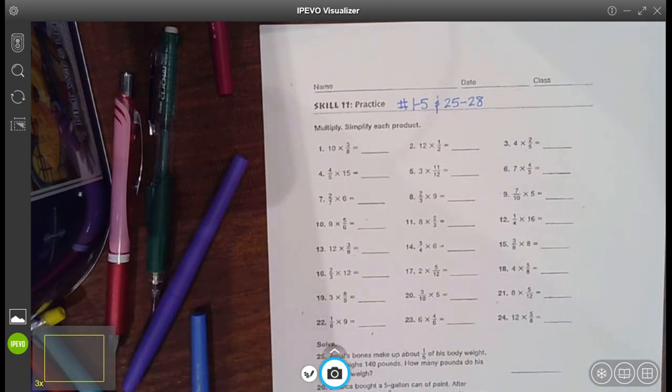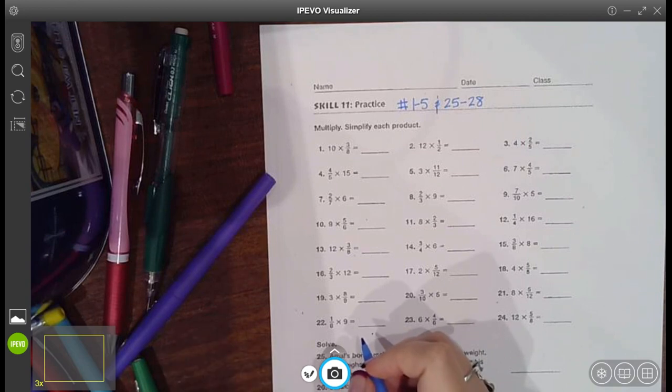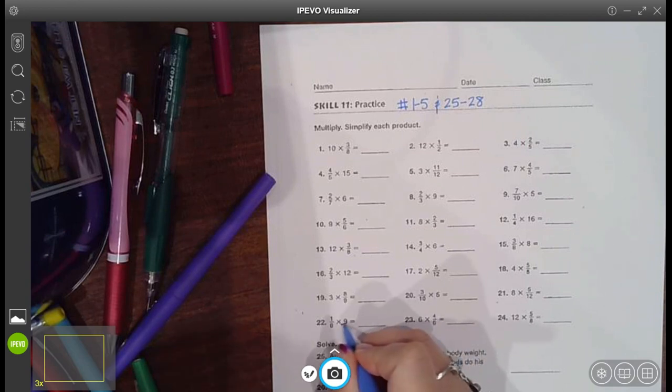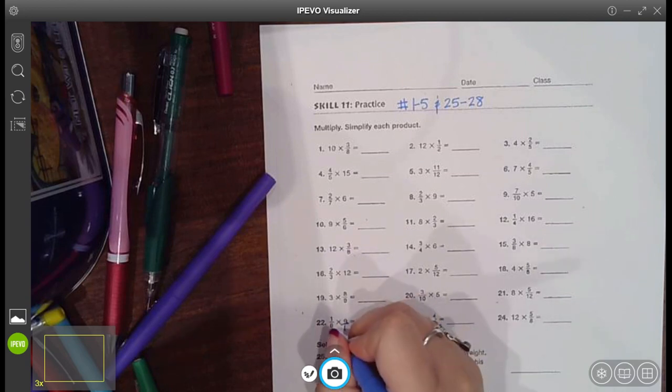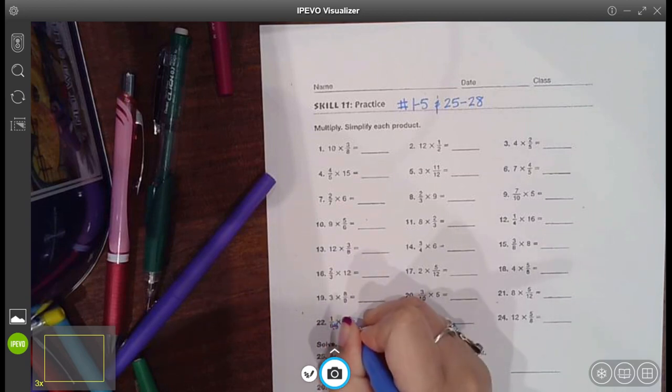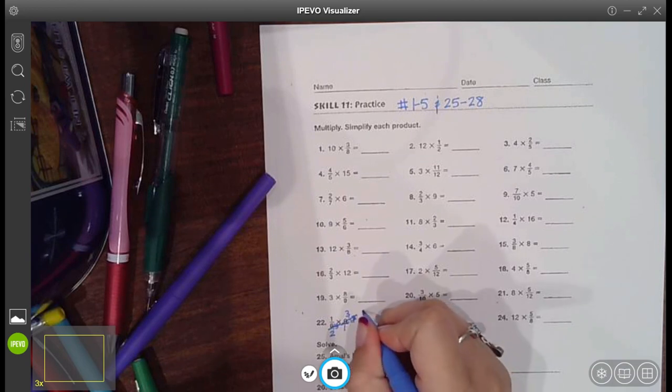Now for these ones, okay, remember you're only doing 1 through 5 and 25 through 28. I'm going to go ahead and do some of the ones you aren't assigned. So I'll do these three, 22 through 24. Whenever you have a fraction multiplied by a whole number, put that whole number over 1. Now you have numerators and denominators. Well, I can cross-cancel this 6 and 9 because I can reduce them both by 3. 9 divided by 3 is 3, and 6 divided by 3 is 2.